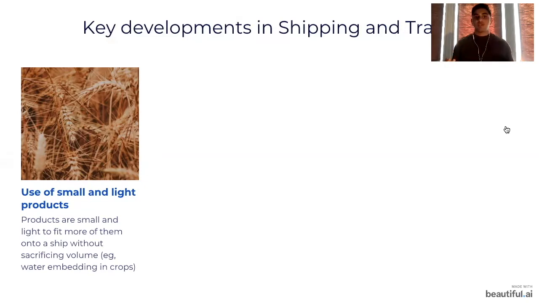It's called water embedding because crops take up much, much less space. So instead of you pouring water into a container, you embed the water into crops, put the crops in the shipping container, and then that gets transported and you get more water for less space. Okay, so it's a really, really ingenious way of shipping products.